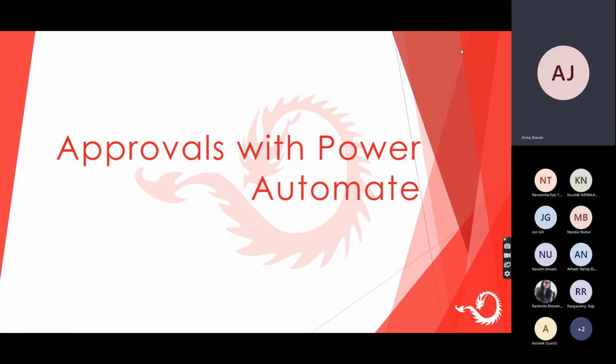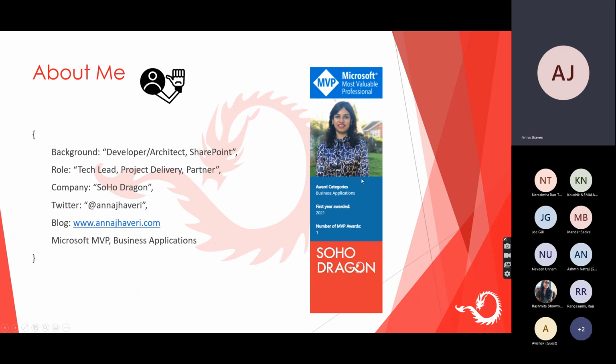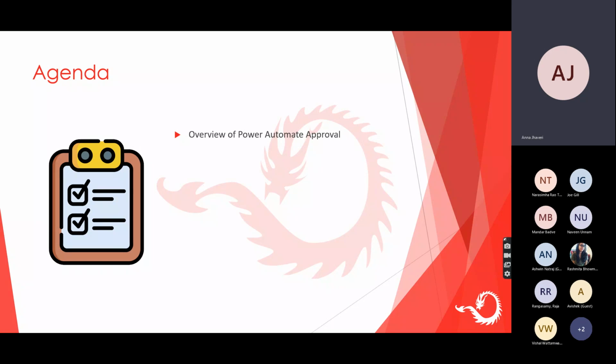All right, so let me just start with, as Rashmita already mentioned, so I won't focus on this slide, but just general contact information about me if you want to reach me out. Then today's agenda. I'll take you through some overview of Power Automate, what actions are available, what triggers are available, what options can you implement with Power Automate approvals.